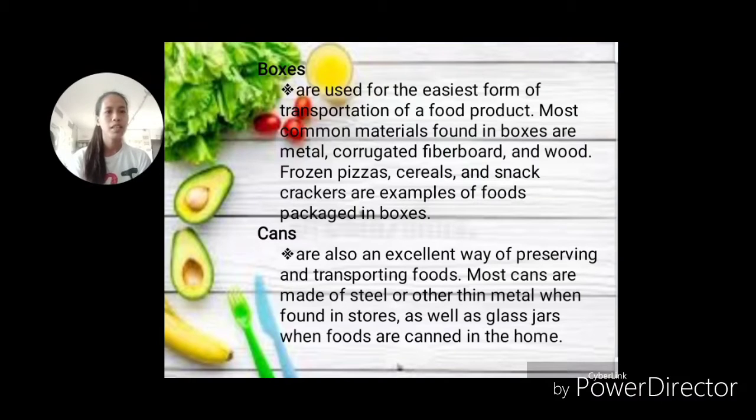Most common materials found in boxes are metal, corrugated fiberboard, and wood. Frozen pizzas, cereals, and snack crackers are examples of foods packaged in boxes. The sixth one is cans, which are also an excellent way of preserving and transporting foods. Most cans are made of steel or other thin metal, and are found in stores as well as glass jars when foods are canned at home.